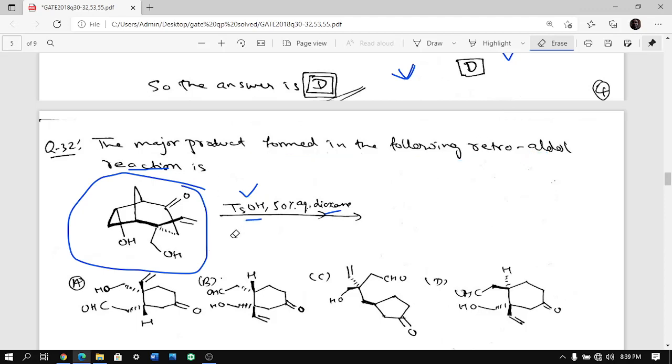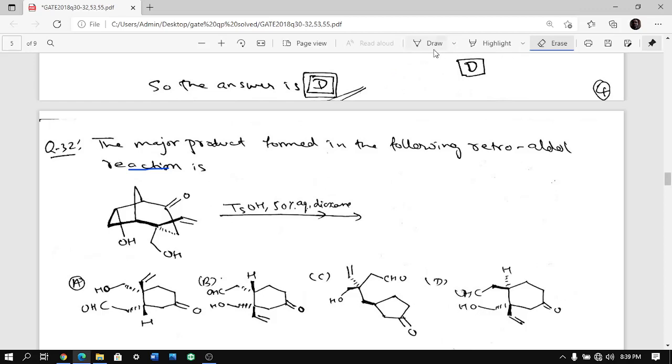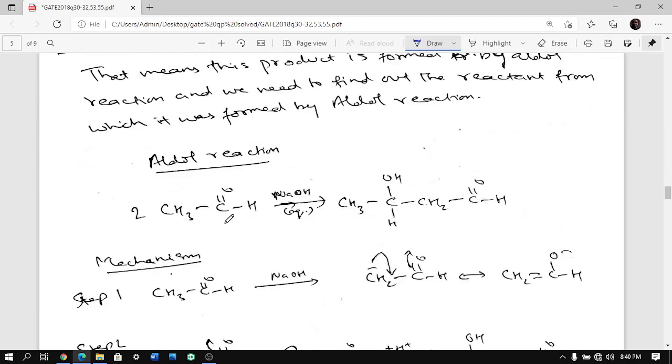Retro means you have the product and you go back and simplify to find out the starting material. So it is saying aldol reaction, which means this molecule is a result of an aldol reaction, and we have to find out the starting material. Let me revise the aldol reaction a little bit. A simple aldol reaction you will have studied from your school days.